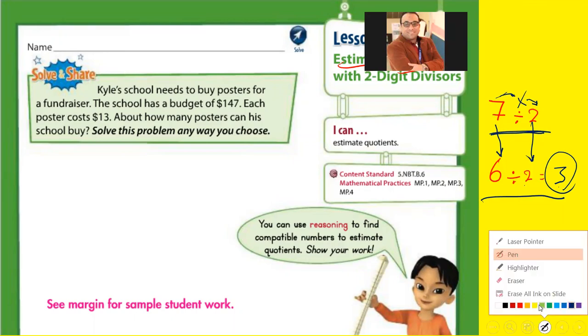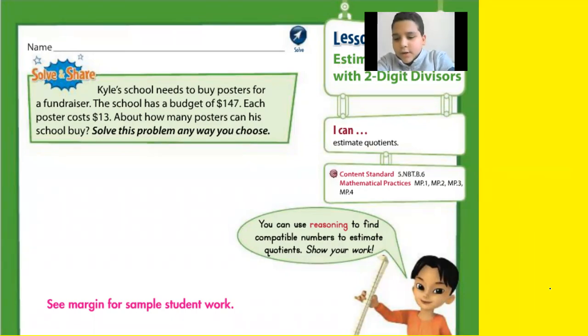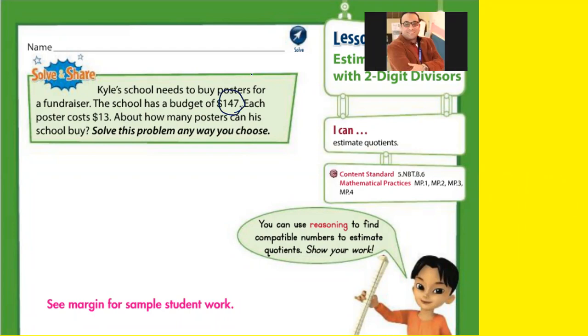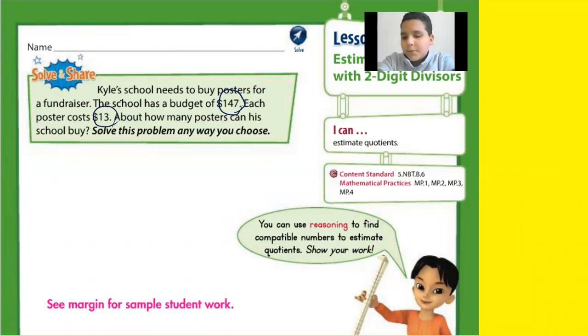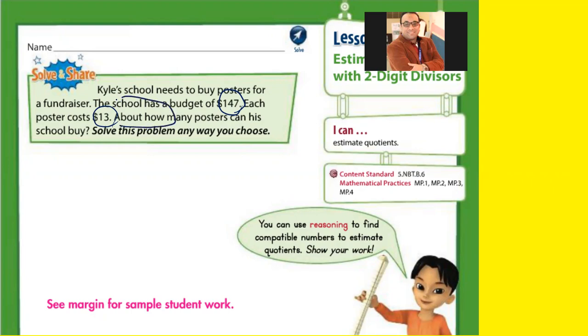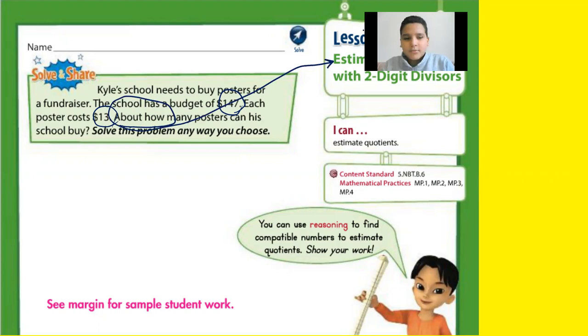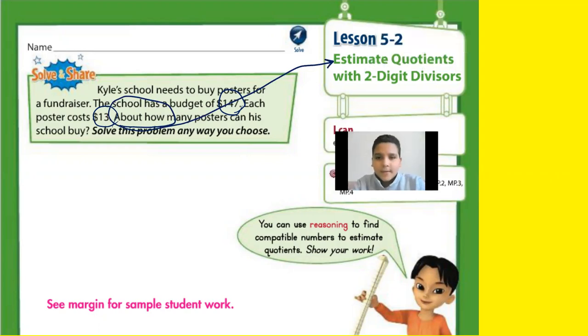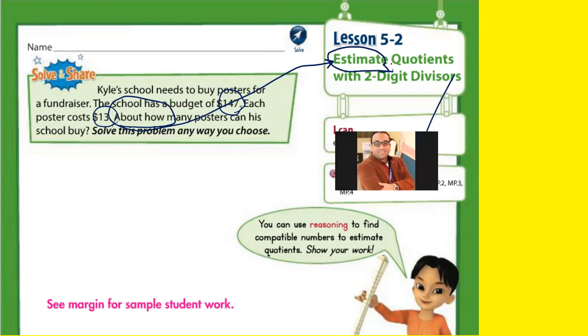Kyle's school needs to buy posters for a fundraiser. The school has a budget of $147. Each poster costs $13. About how many posters can his school buy? Solve the problem any way you choose. So when we hear the words about how many, that needs to do what? Estimate, before division. Sure, we are going to divide because our session is about division.